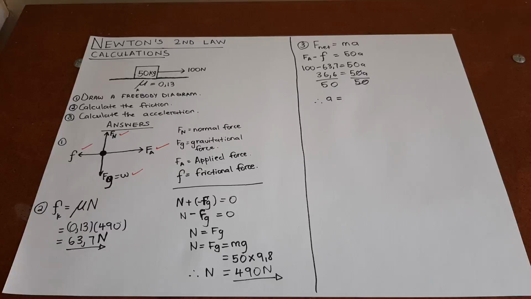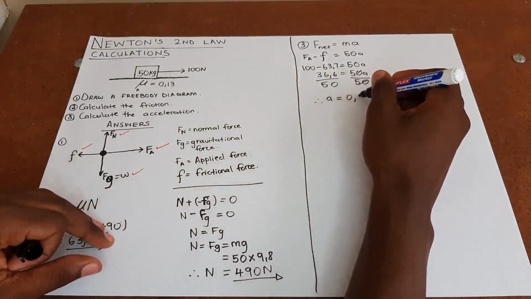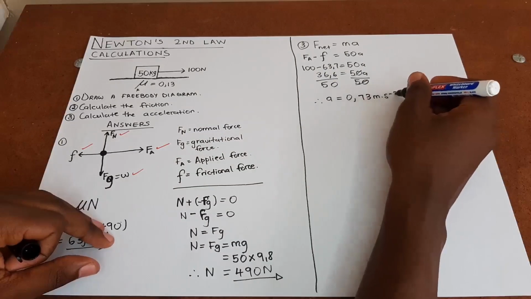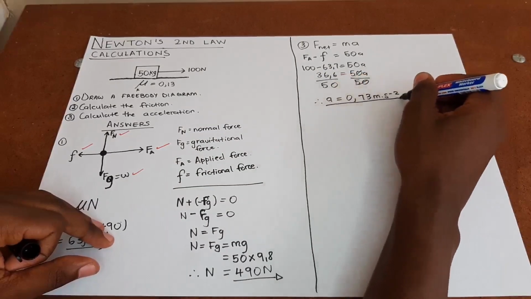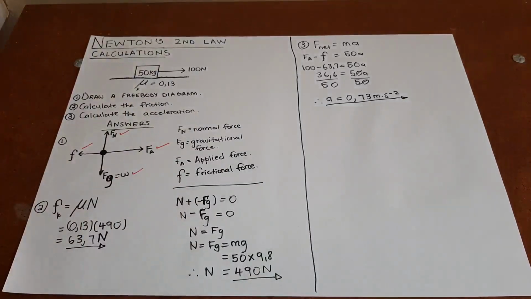And that gives us 0.73 meters per second squared. That's how it goes, guys. That's our answer, 0.73 meters per second squared.